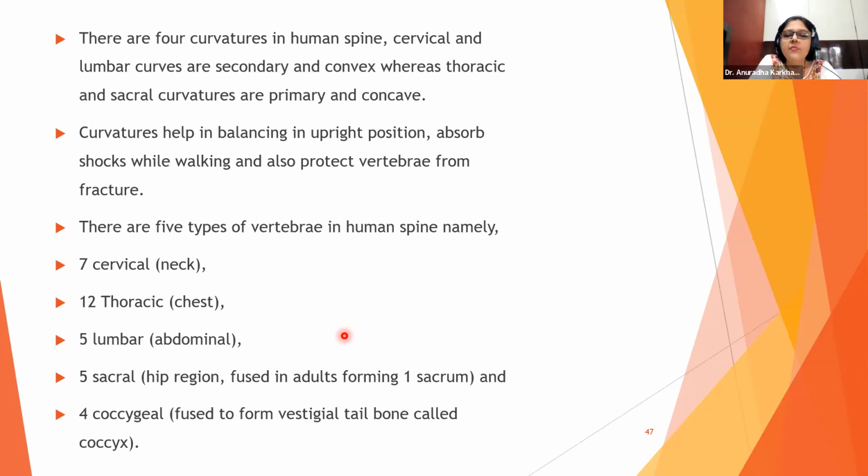There are 5 types of vertebrae in human spine: 7 cervical in the neck region, 12 thoracic in the chest region. Chest means, I told you, chest मतलब chest के बिल्कुल पीछे का side, right? Then 5 lumbar in the abdominal region, 5 sacral in the hip region, which are fused in adults forming one sacrum, 4 coccygeal, fused to form vestigial tailbone called as coccyx. So as I said, it will also be called as coccyx.